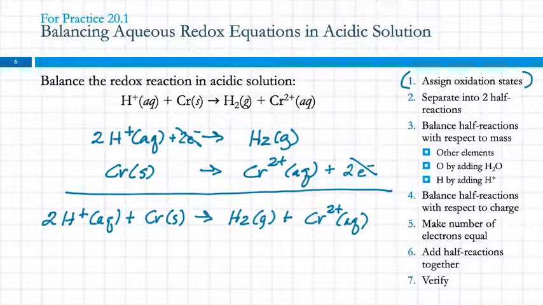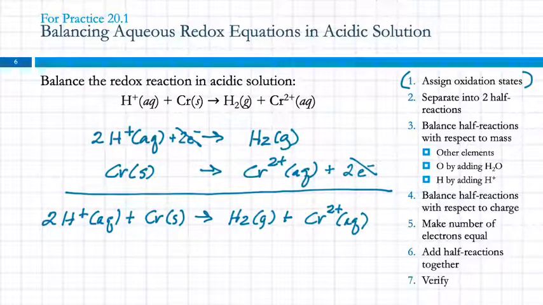And then we should verify. Go through and make sure total charge is +2 over here, total charge is +2, 2 hydrogens, 1 chromium is balanced. Any questions? This is a reaction that we could have balanced by inspection and it would have come out just fine. But I'm just using it as an illustration of how to do the process.